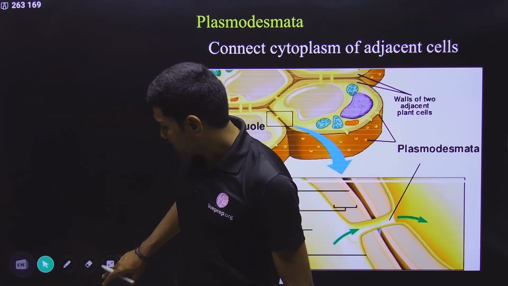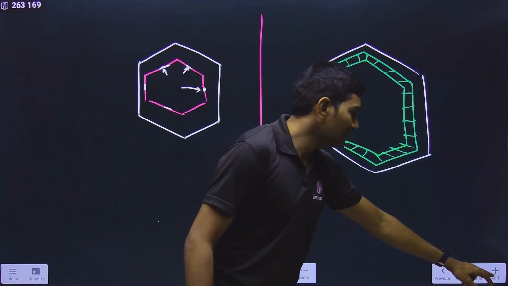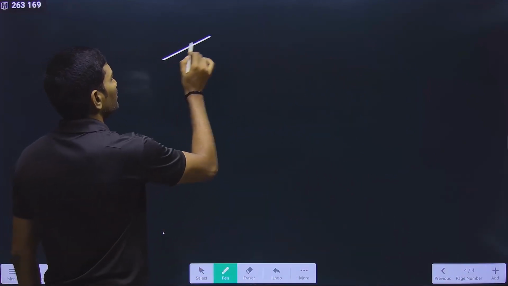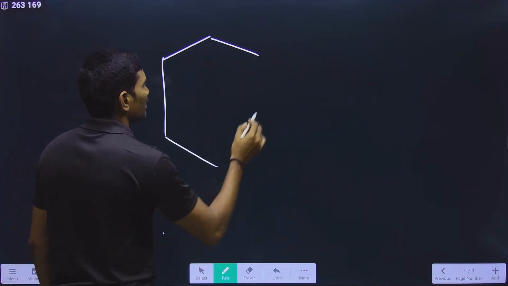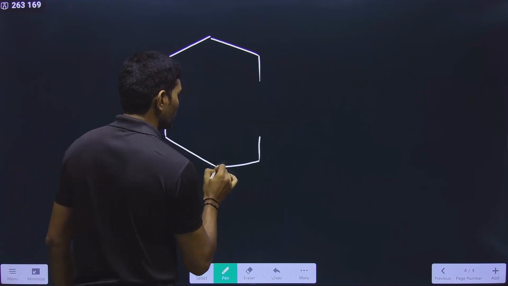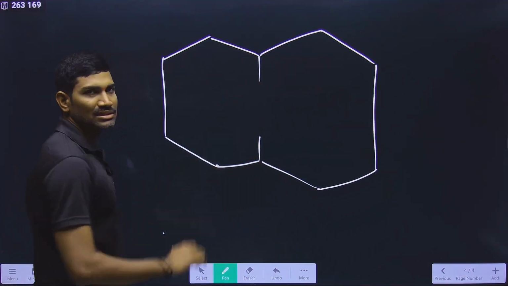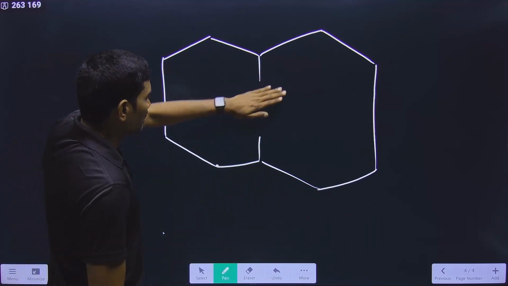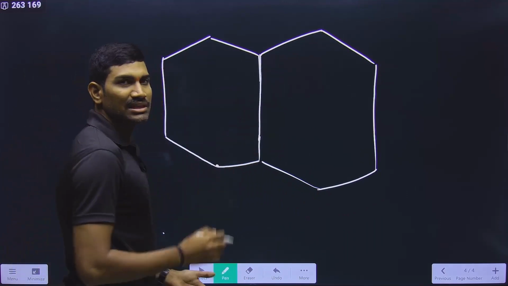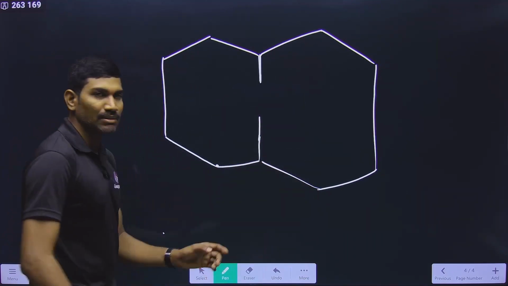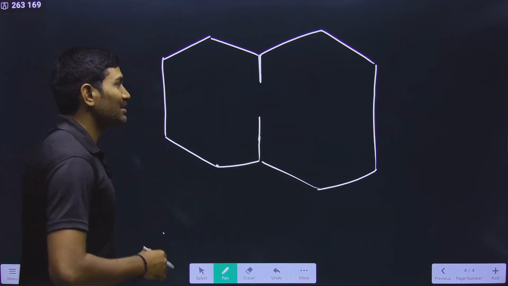So plasmodesmata are the direct connections between the plant cells. So here what exactly happens? Let me draw one rough diagram. Suppose this is the middle lamella. I am drawing only one plasmodesmata. Suppose these are the two adjacent cells. So what are the plasmodesmata? Originally it is the normal cell wall, but plasmodesmata are some gaps that are present within the plant cell wall. And how exactly are these gaps present?